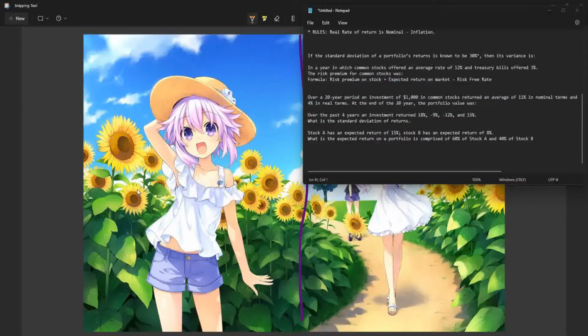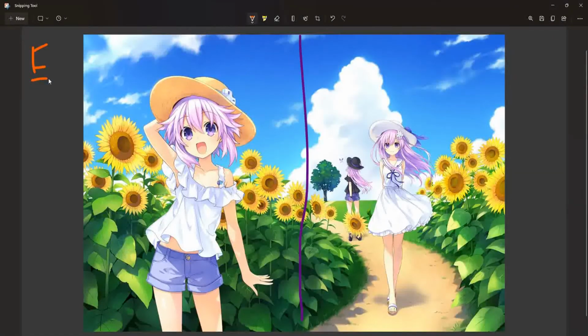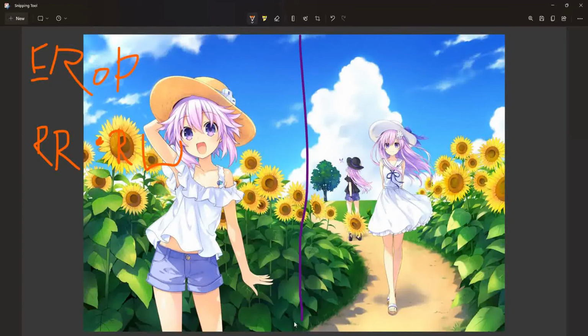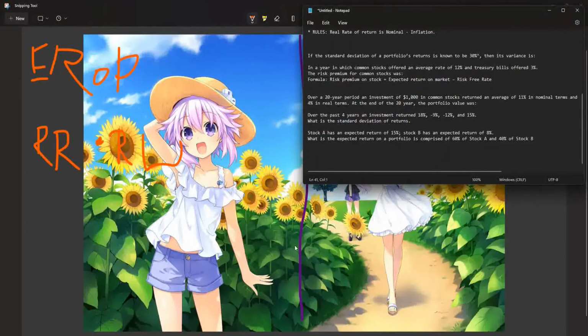Stock A has an expected return of 15%. Stock B has an expected return of 8%. What is the expected return on a portfolio comprised of 60% of stock A and 40% of stock B? To do this, we need the expected return on a portfolio formula. To get this, we need to use the respective returns multiplied by respective weights. That seems straightforward until you actually calculate it, because it's not as simple as just doing both.